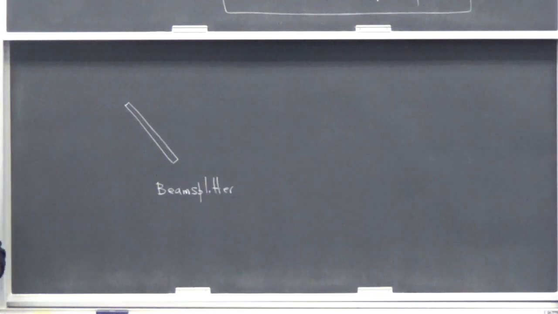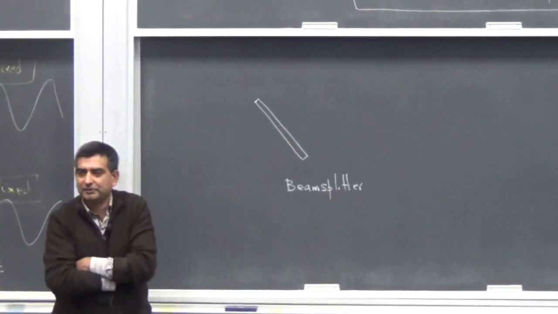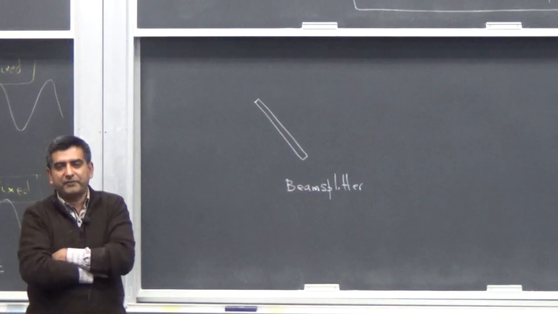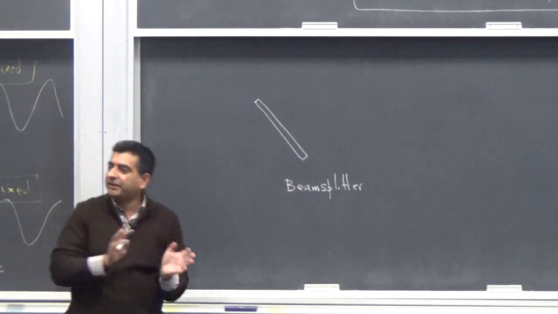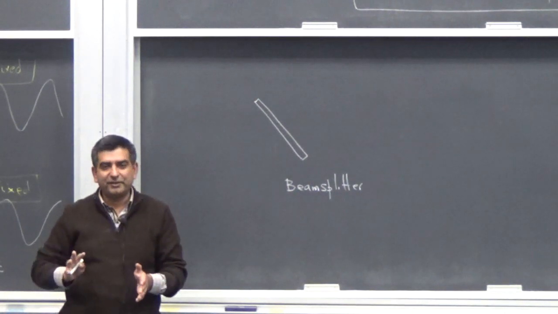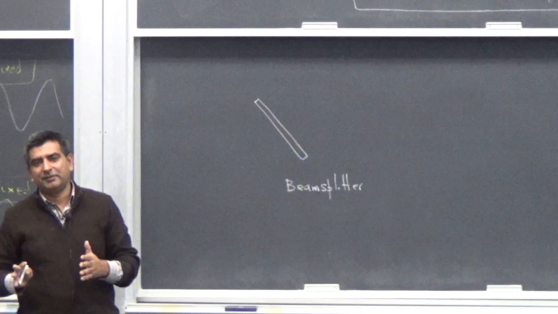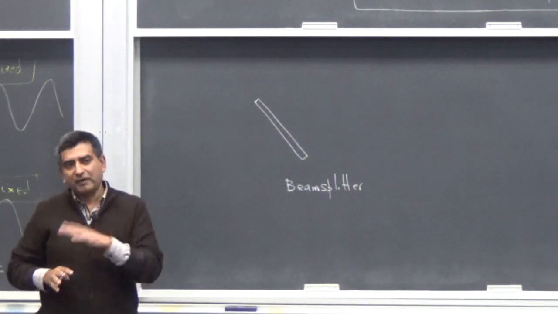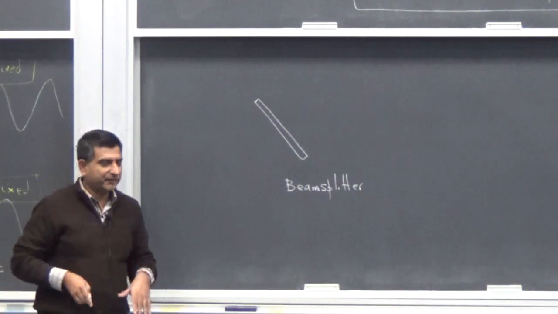What a beam splitter does is, when light shines on it... what does a mirror do, by the way? A mirror reflects. A perfect ideal mirror reflects all of the light that falls on it. But a beam splitter is in between. It reflects half of the light and transmits the other half.